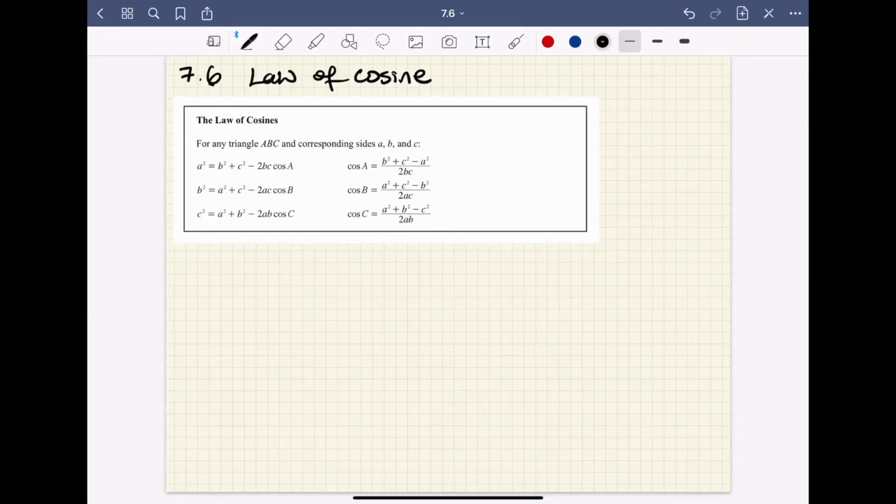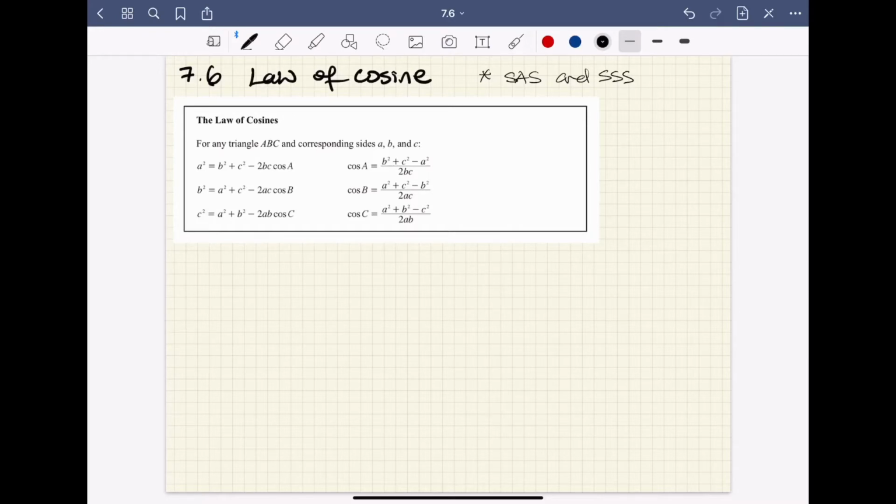Hello everyone. This week we'll be talking about law of cosine, which is the last section of this chapter. Last video we talked about law of sine, which is used for the cases ASA, AAS, and the ambiguous case ASS. And law of cosine will be used for the two remaining cases, which are the SAS and the SSS case.